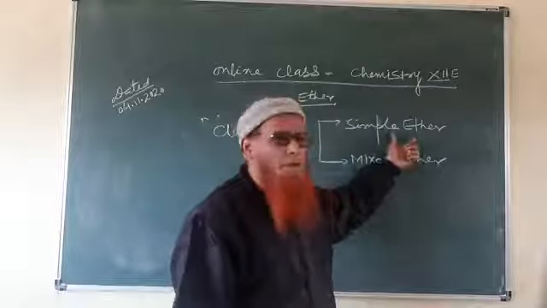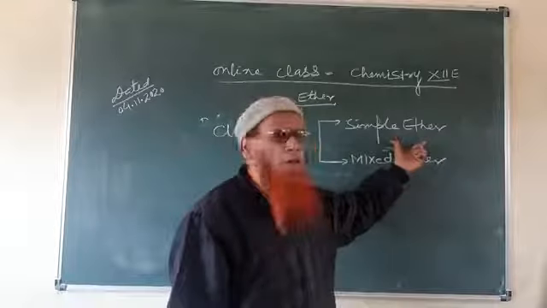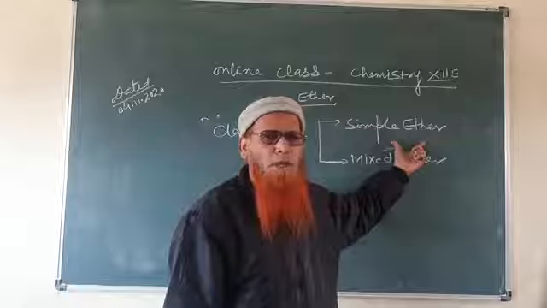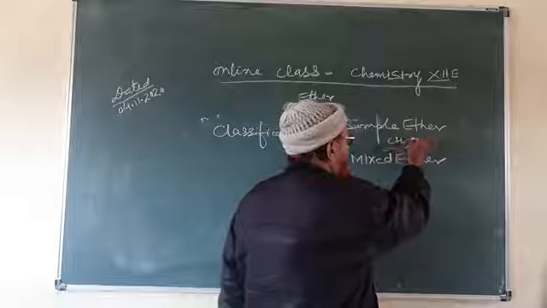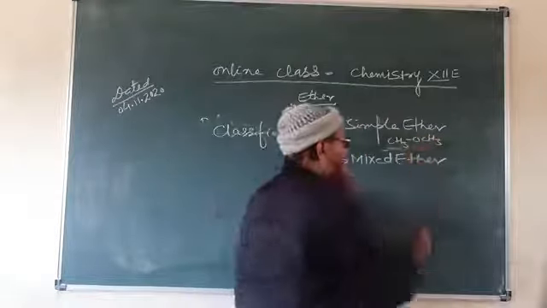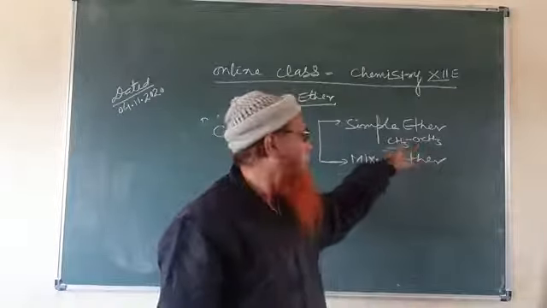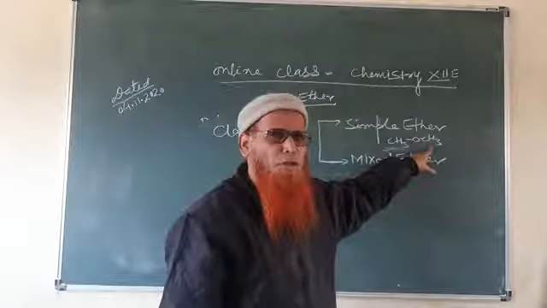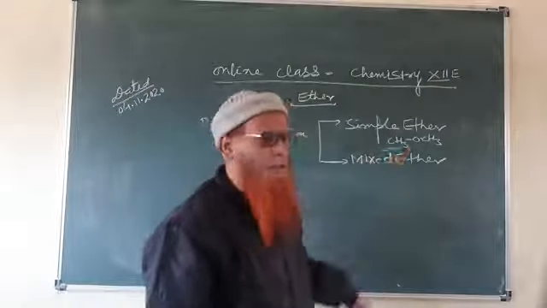Simple ether means when both alkyl groups on either side of the etheric group are the same. This is called simple ether. Like that, CH3OCH3. There, the oxygen atom is the etheric group, and on both sides of this group the same alkyl groups, meaning methyl groups, are present, so it is called the simple ether.